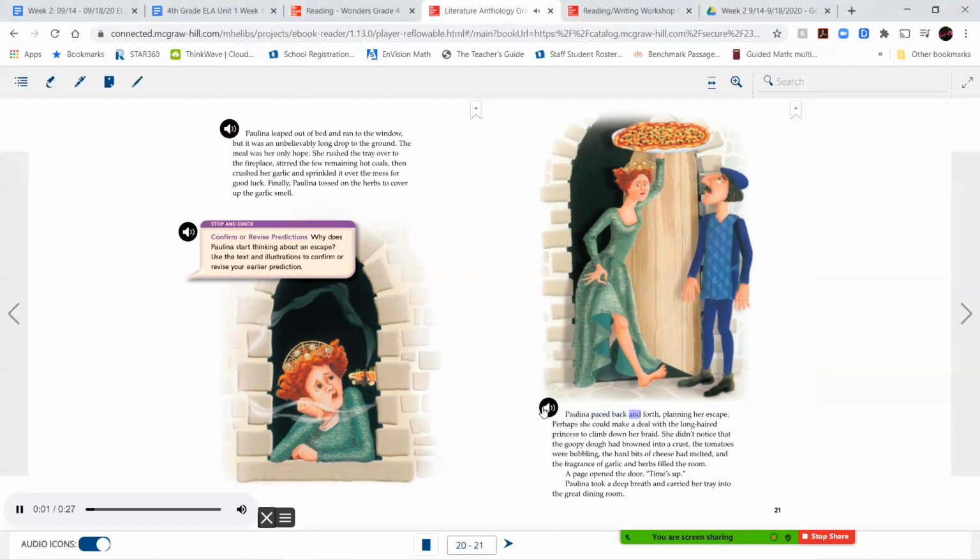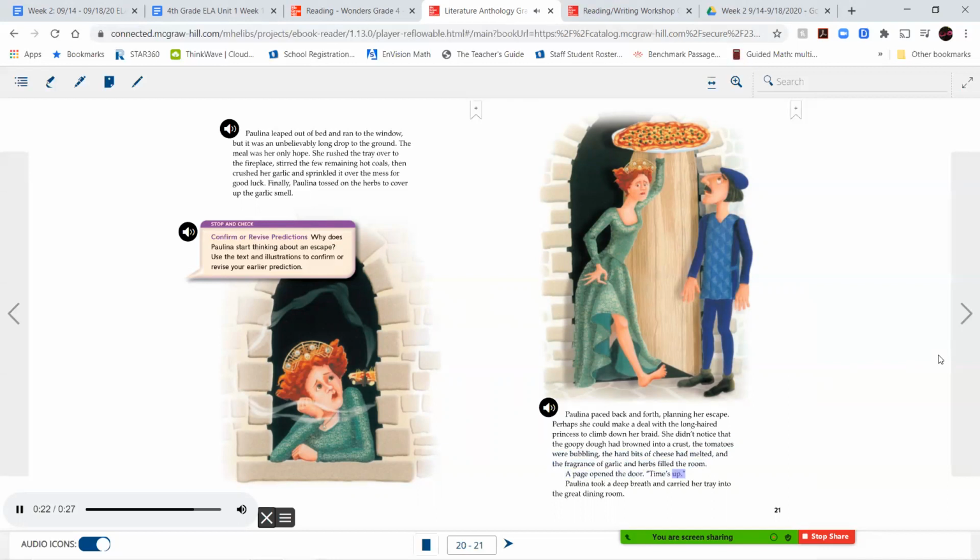Paulina paced back and forth, planning her escape. Perhaps she could make a deal with the long-haired princess to climb down her braid. She didn't notice that the goopy dough had browned into a crust. The tomatoes were bubbling, the hard bits of cheese had melted, and the fragrance of garlic and herbs filled the room. A page opened the door.